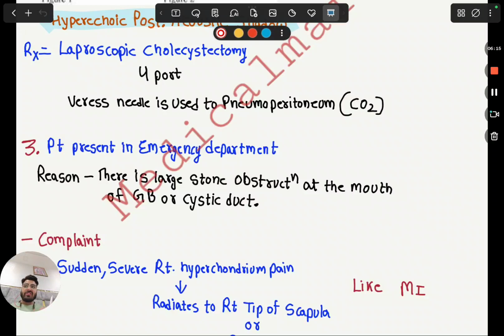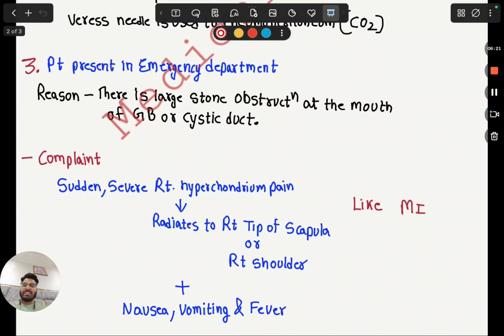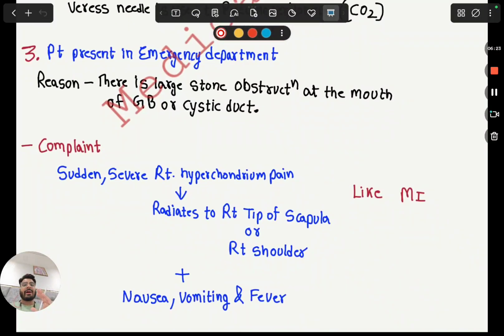The third patient is a clear-cut emergency case scenario. How will the patient present to us? The patient will have a sudden severe right hypochondrium or right upper quadrant pain, which will radiate to the tip of the right scapula. It will come like this. The pain radiates from the right side towards the right scapula, and sometimes it can even radiate to the right shoulder.